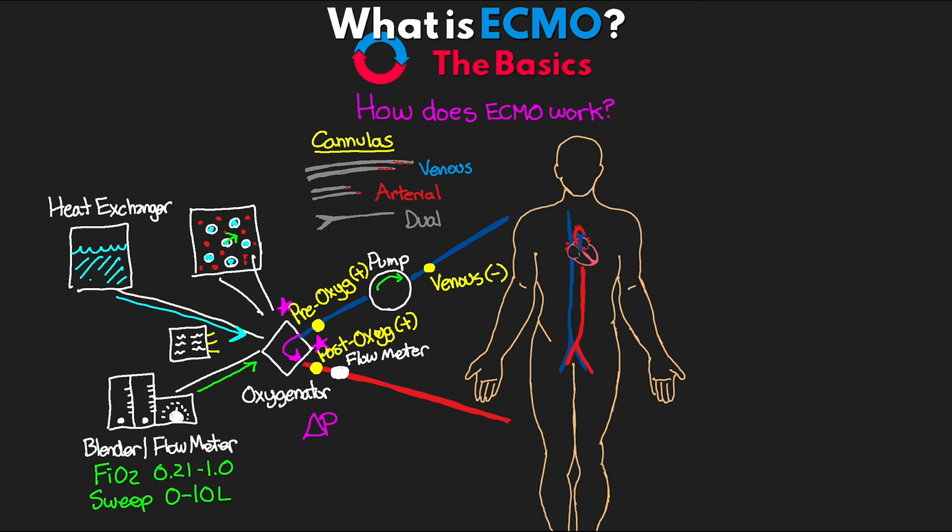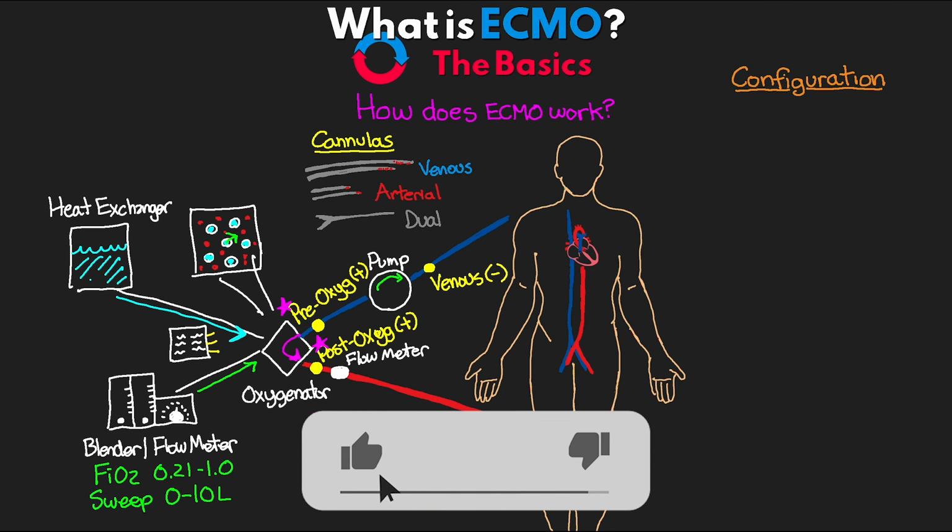We're going to get both our sweep flow and our FiO2 in order to help with the oxygenation, as well as CO2 clearance, which I'll talk about here in a minute. We also have the heat exchanger working here to help regulate the temperature of the blood for our patient. From there, it's going to come out of the oxygenator past our post-oxygenator pressure monitoring, possibly through a flow sensor, and then back to the patient through an arterial cannula or back through a dual lumen cannula.